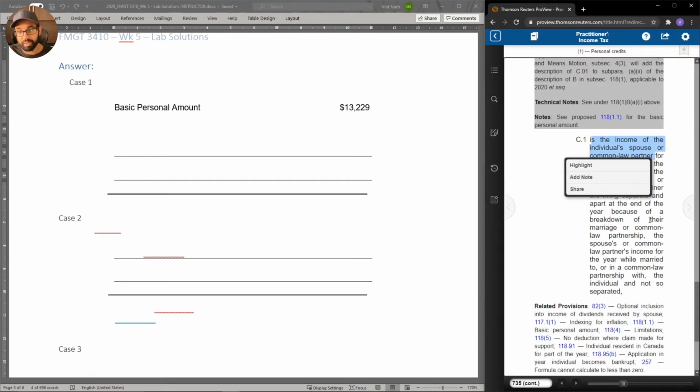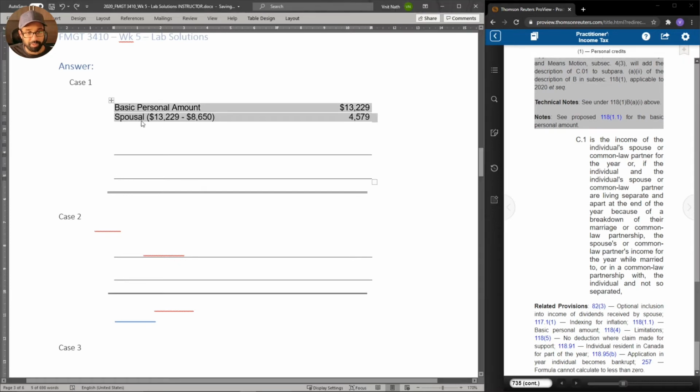And in case 1 that we are working on over here on the left side of the screen, the spouse did have income. So we should take that into account. And then we have the spousal credit, which would be the basic personal amount, subtract the spouse's income, and what's left over is the credit. Now, this credit cannot be negative, so if you have a spouse that has more than $13,229 of income, as many spouses do, this credit would just be 0.